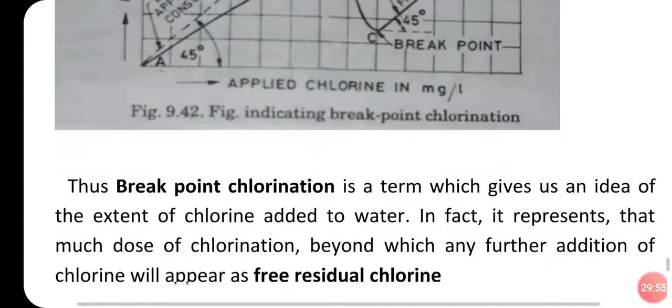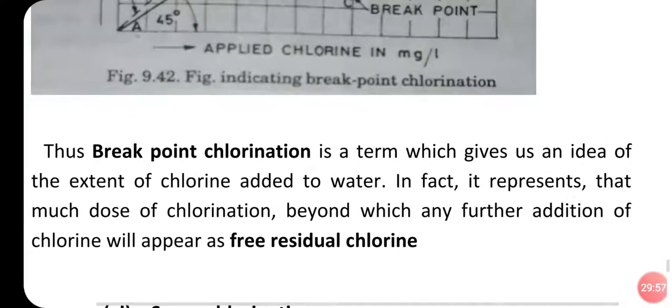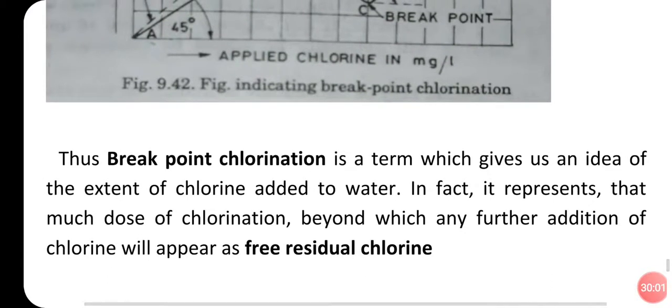Below it is written, you can see: the breakpoint chlorination is a term which gives us an idea of the extent of chlorine added to the water. In fact, it represents the dose of chlorination beyond which any further addition of chlorine will appear as free residual chlorine. So after that, we should not add much chlorine. If you add it, it will be more.